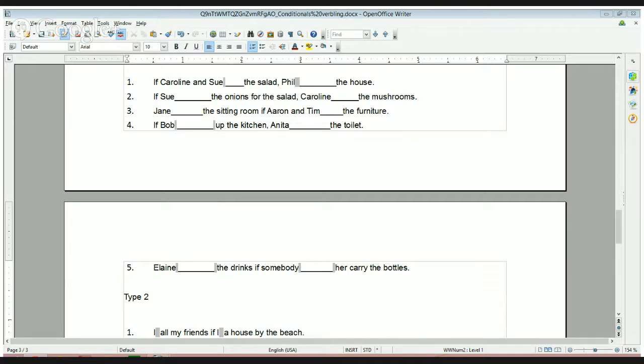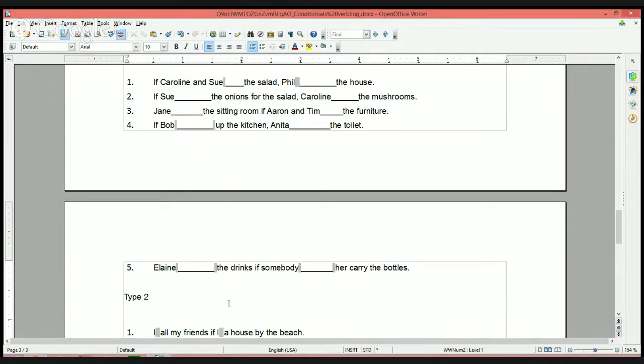And Adela, number 5. This time we'll use prepare. Yeah, sure. Prepare works. And help for the second one, if that works for you. The second, what is? Help. So prepare and help. Elaine will prepare the drinks if somebody help her carry the bottles.